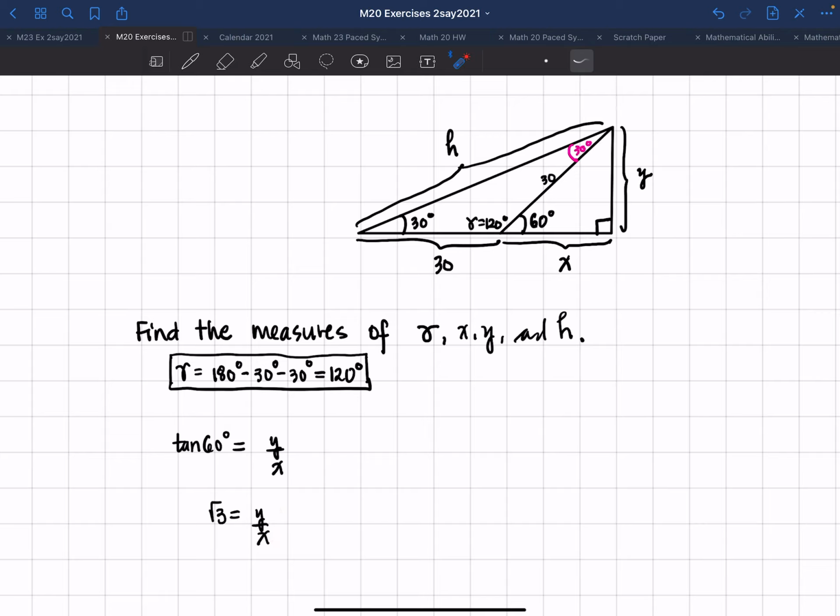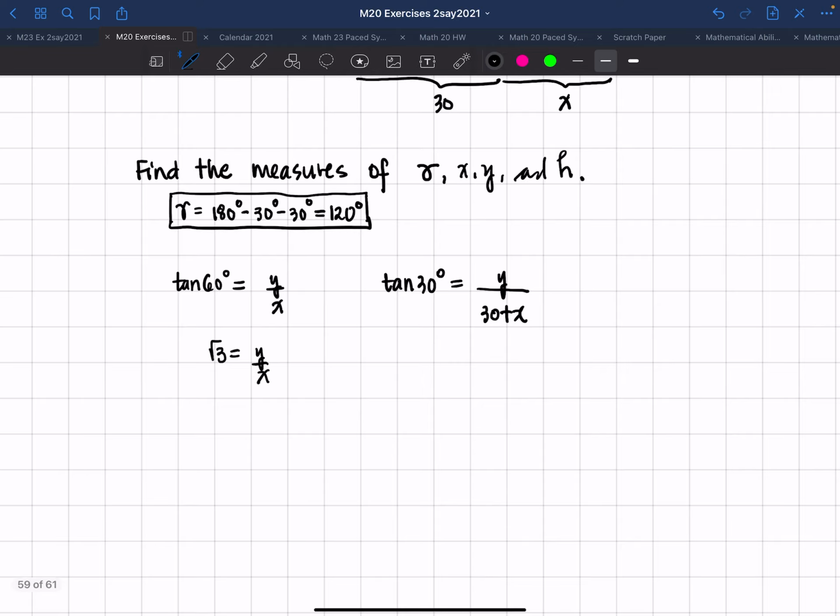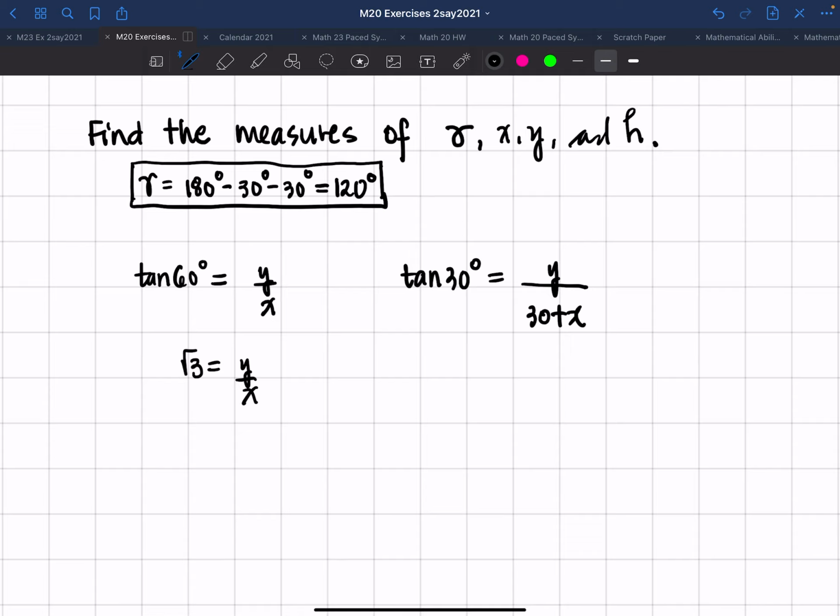So isa pa. So a-apply ulit natin yung tangent pero dito sa right triangle na to. Okay? Dun sa mas malaki. We have tangent 30 degrees equal to, ito yung angle mo, so ito yung opposite niya, y. Ang adjacent niya, ito mas mahaba, 30 plus x. So y over 30 plus x. But tangent 30 degrees is square root of 3 over 3 or 1 over square root of 3.